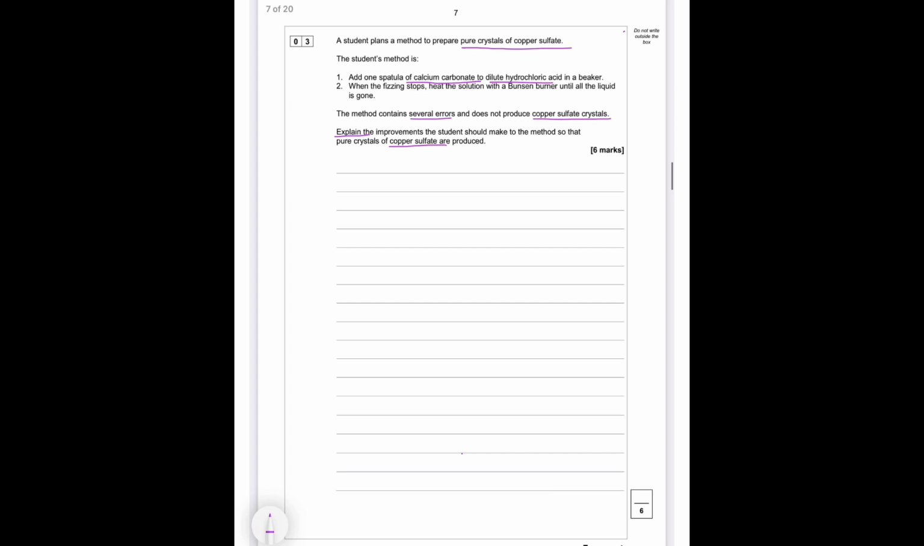So first of all, if we look at the initial stage, we're adding 1 spatula of calcium carbonate to our acid. Now, we need to start off with a carbonate that contains copper if we are to make copper sulfate. So what we could say is we would want to use copper carbonate instead of calcium carbonate to start with.